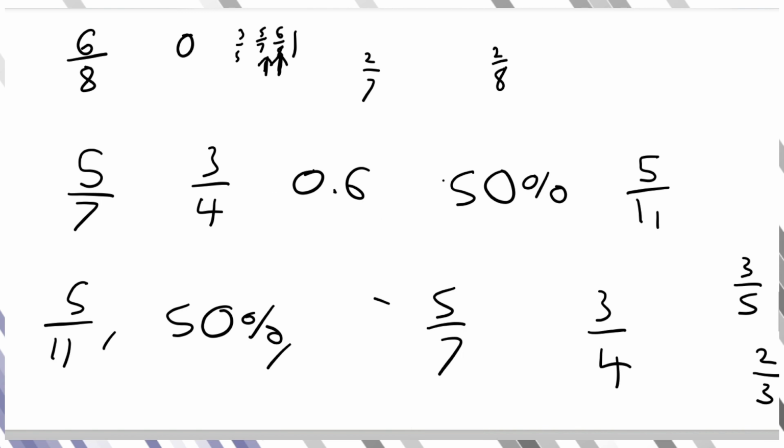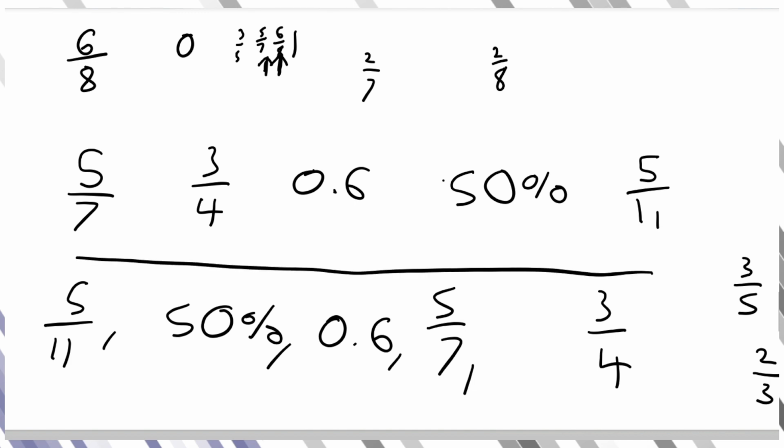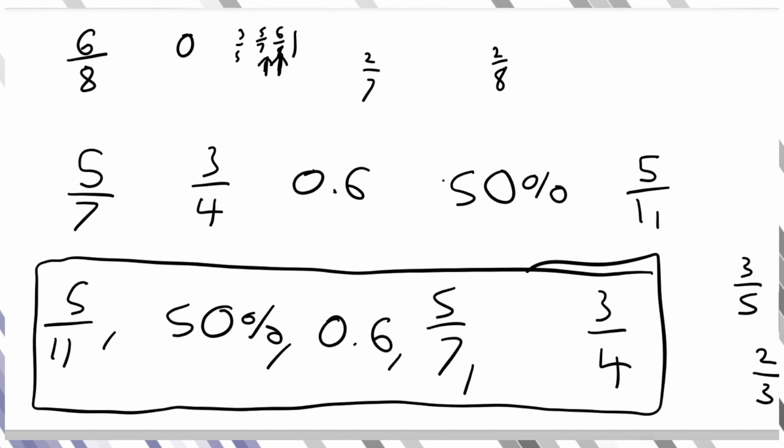So that means 0.6 goes here in our list, because it's bigger than a half but smaller than 5/7, which is smaller than 3/4. So our final list, our size order list of those numbers, will be 5/11, 50%, 0.6, 5/7, 3/4. So there's a few different ways to approach some of that. That might have been a bit confusing, but just use whatever works best for you. And it really depends on the numbers in the list as well.